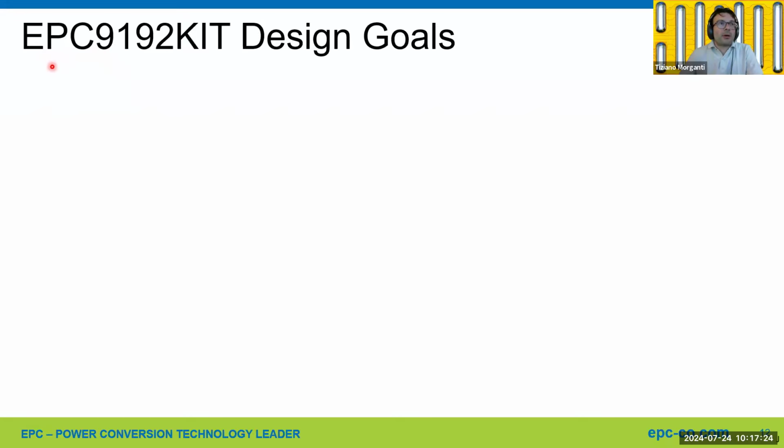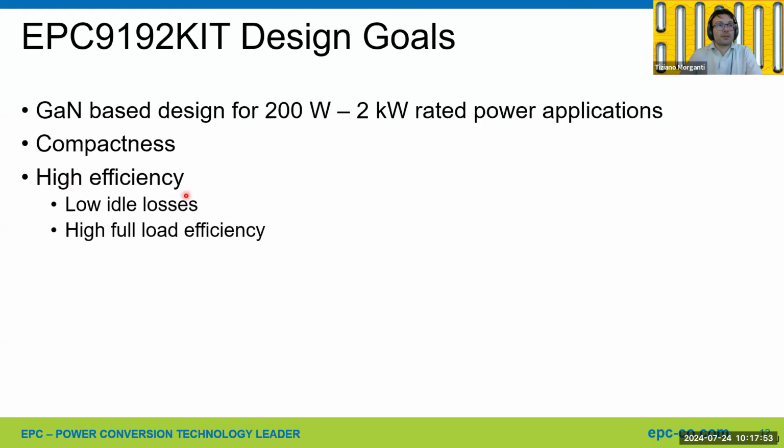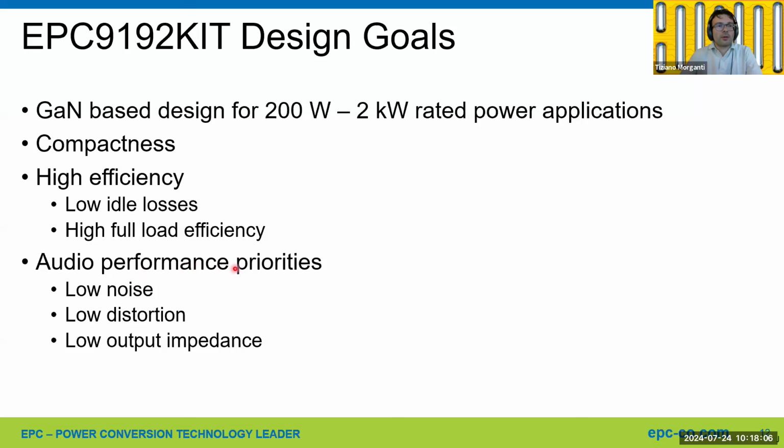Okay, let's start to talk about our EPC9192 demo board for Class-D audio. So what were our design goals? First of all, we wanted to provide a design suitable for mid-power and high-power applications, between 200 watts and 2 kilowatts. We wanted to show the compactness that can be achieved with our GaN and the high efficiency. So we tried to optimize for low idle losses and also high full load efficiency. In terms of audio performance, our priorities were, first of all, low output noise, then low distortion, and last but not least, low output impedance. And also we wanted to provide a way to easily customize the solution.